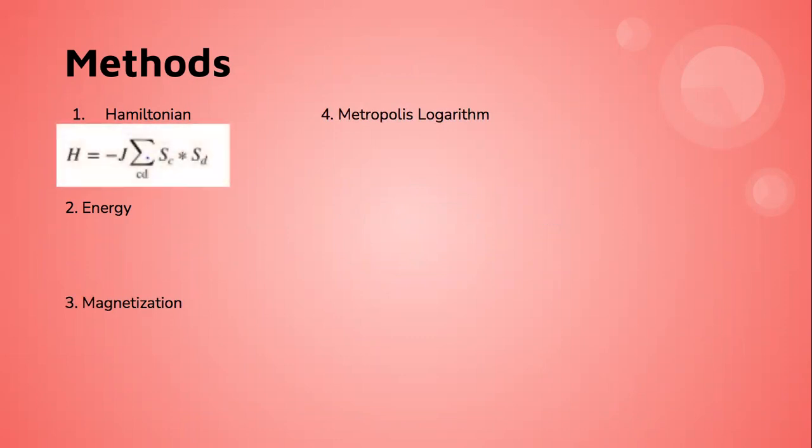So there are a couple of methods. The first one is the Hamiltonian. Then we have to incorporate energy, magnetization, and the Metropolis algorithm. So the Hamiltonian is used to account for the neighboring lattice sites that will be projected in the system. The C and the D are those neighboring sites.